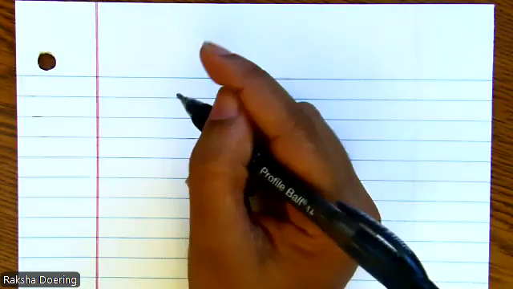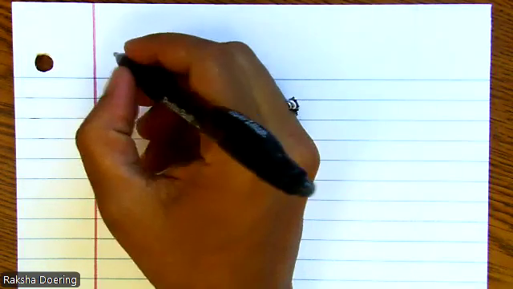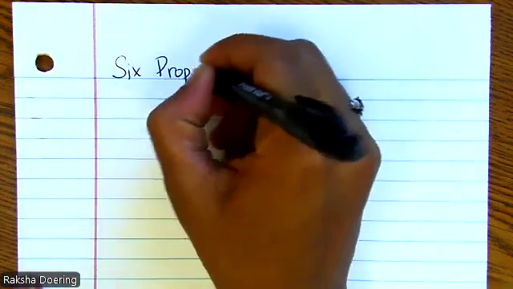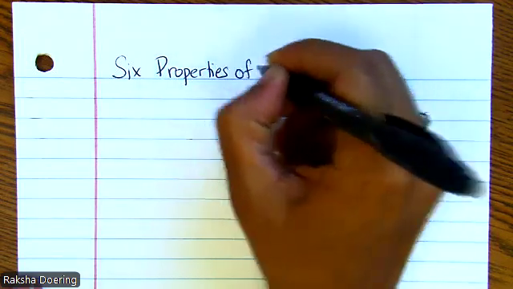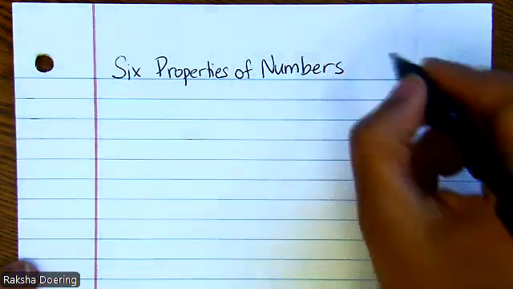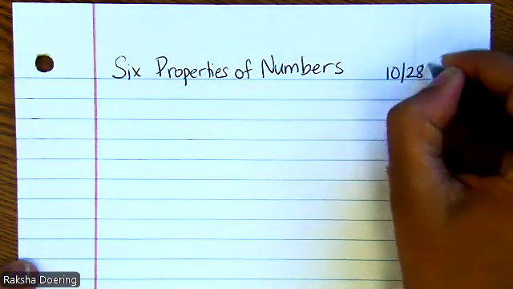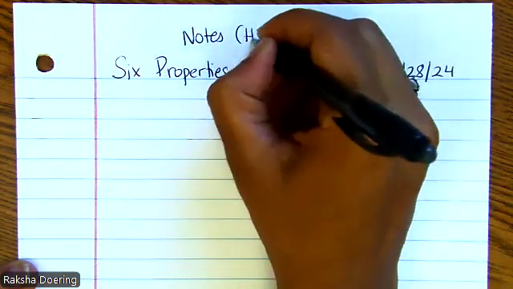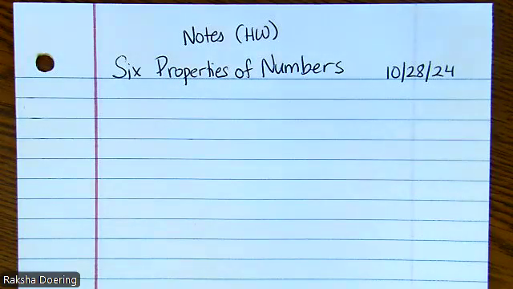So for homework, I'm going to ask that you take notes just the way that I'm taking them here. You can pause it if I'm going too fast and make sure you take them in your notebook. So you can title the notes 6 properties of numbers. You could put today's date. All right, so we're going to learn about 6 properties of numbers.